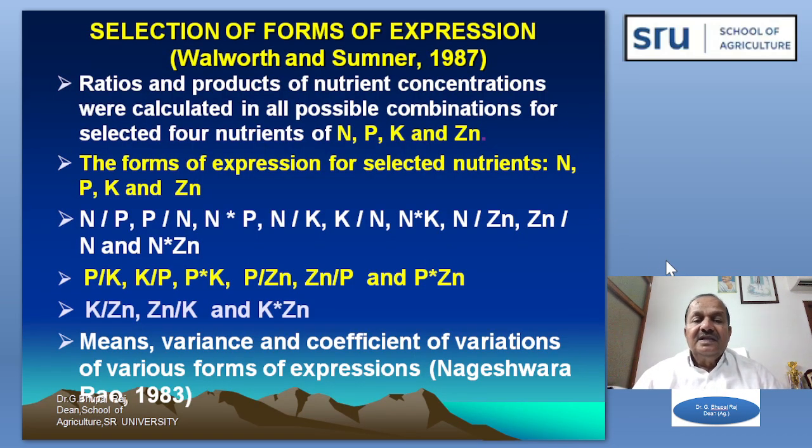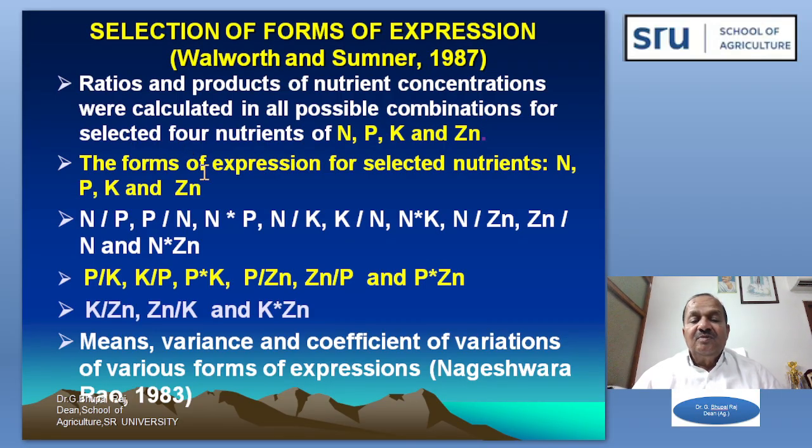Then, selection of the forms: how to select the expression of the forms. Those forms, and the values of those forms, are called the DRIS norms. For example, ratios and products of nutrient concentrations were calculated in all possible combinations for the selected 4 nutrients. Here in the chilli experiment, we have taken nitrogen, phosphorus, potash, and zinc values, because in chilli, nitrogen, potash, and zinc are the most important. We tested these 4 nutrients in the chilli crop.